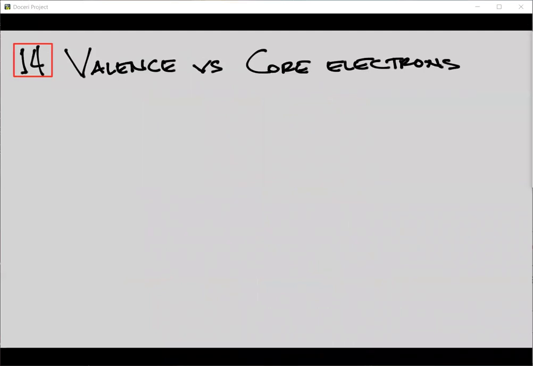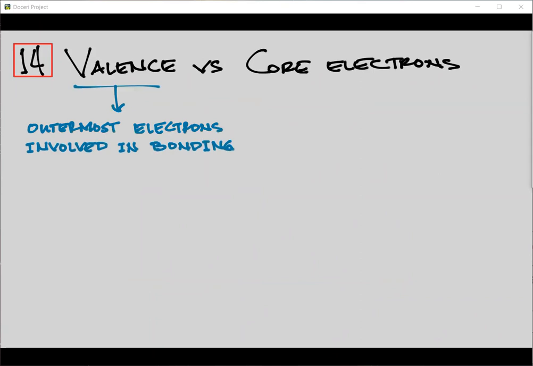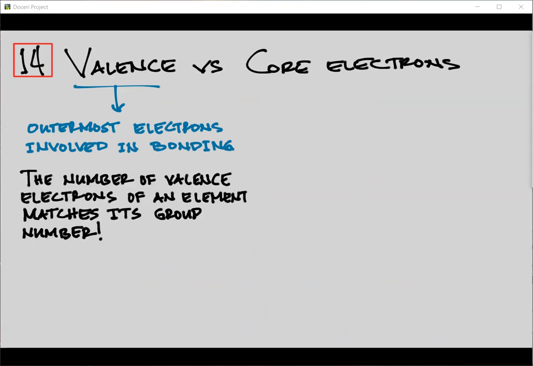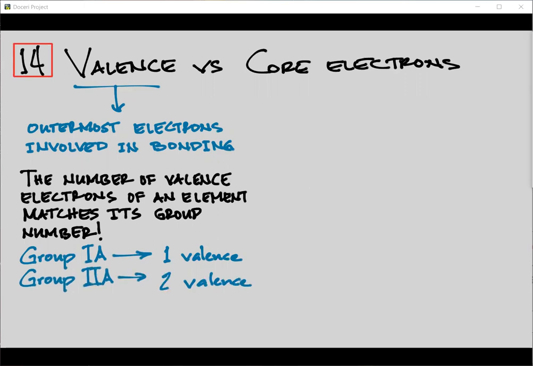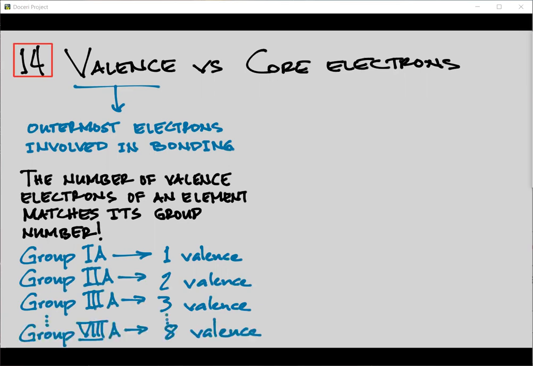All right, the next topic here is regarding valence electrons and how they're different from core electrons. So again, the valence electrons are the outermost electrons, and these electrons are the ones that are involved in chemical bonding. They are on the surface, essentially, of the atoms. And the number of valence electrons for a given element essentially matches that element's group number. So if the element is in group 1A, then it contains one valence electron. Group 2A, two valence electrons, 3A, three valence electrons, and so on and so forth.